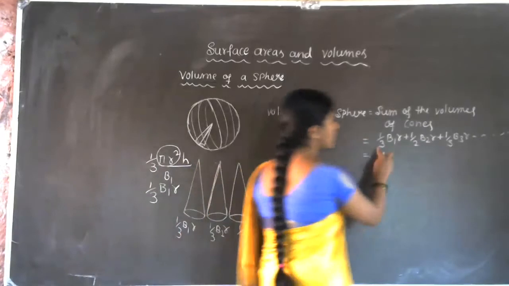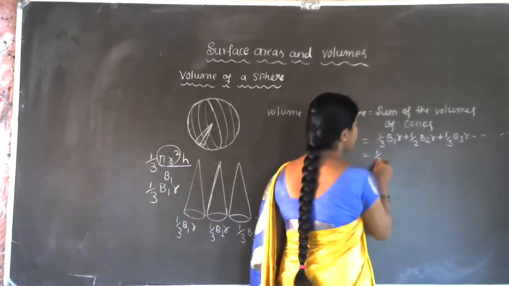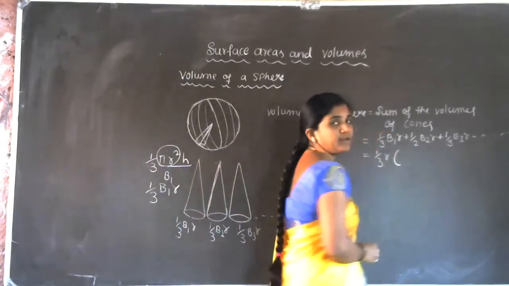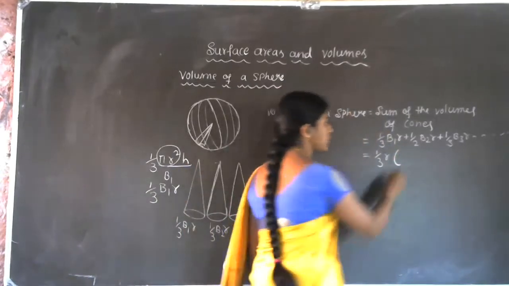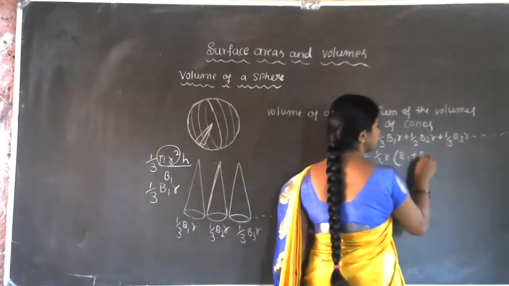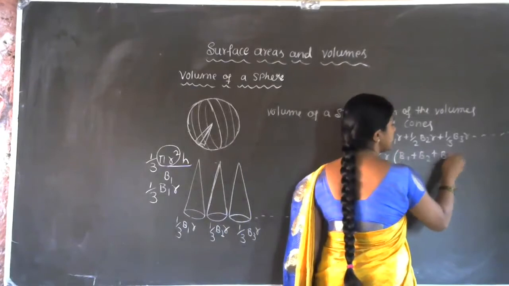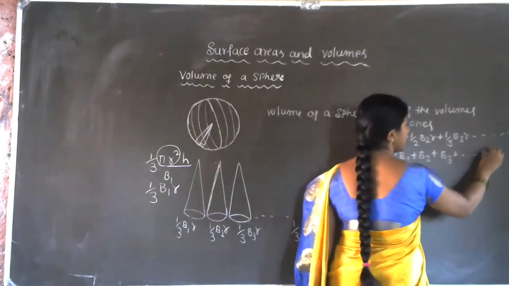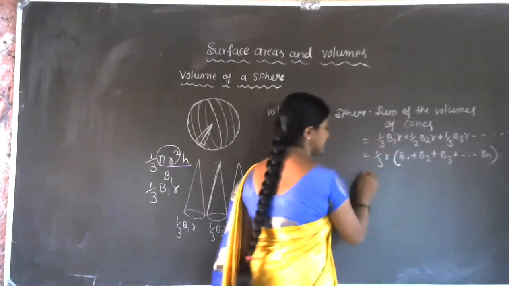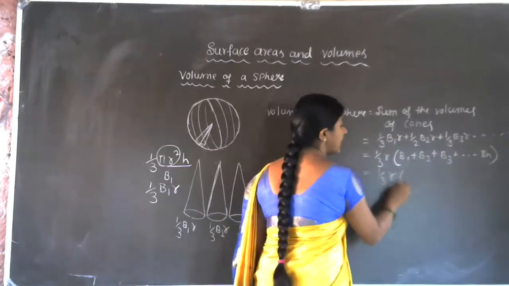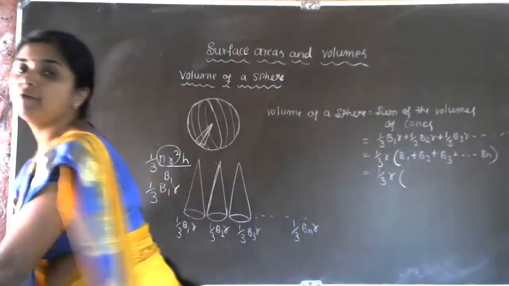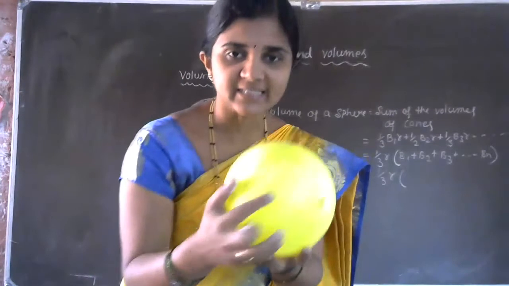Now what we observe here is that 1 by 3 r is common. We can observe 1 by 3 r is common, then b1 plus b2 plus b3 and so on up to bn. When we add all the bases, 1 by 3 r into, just imagine when we add all the bases, they are settled here.